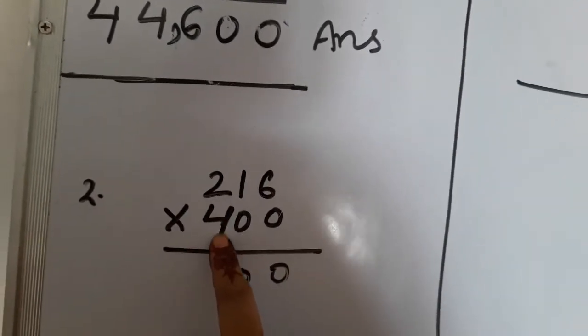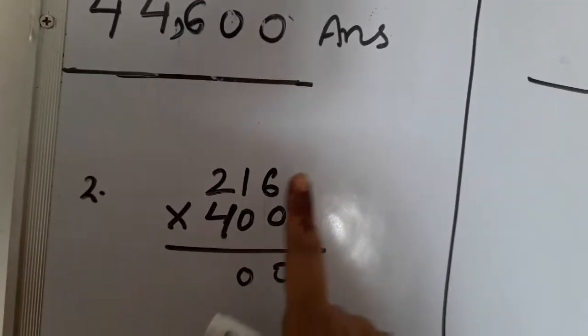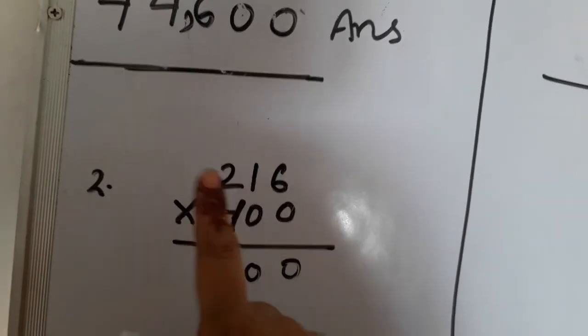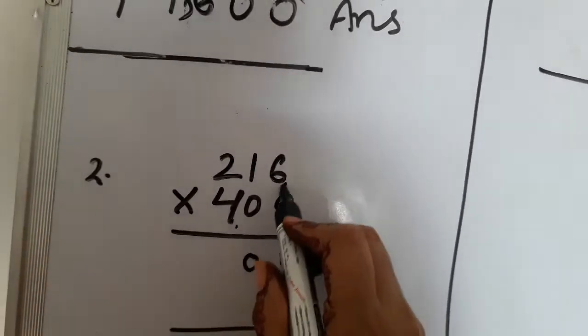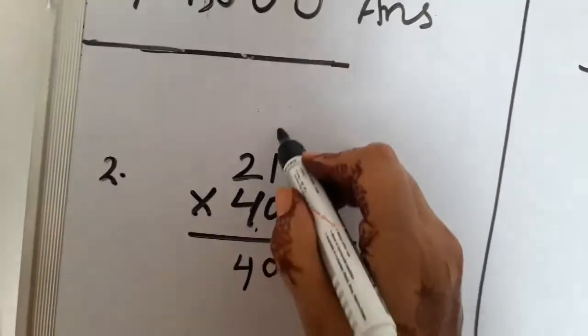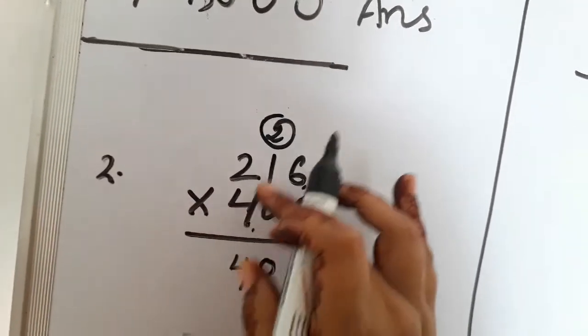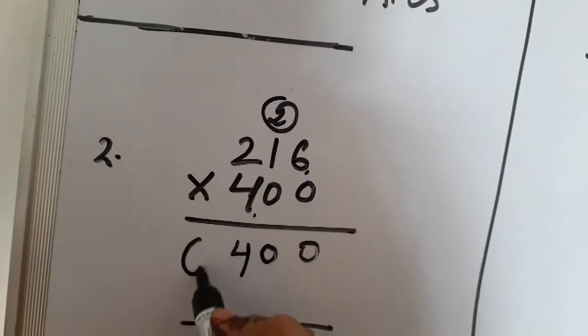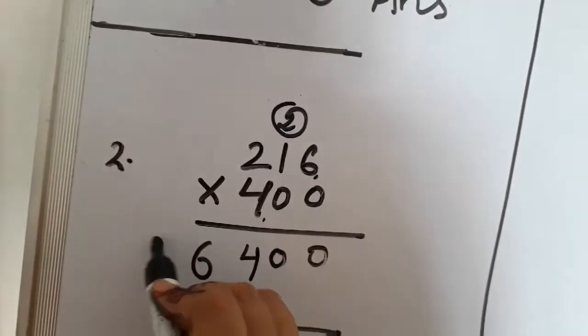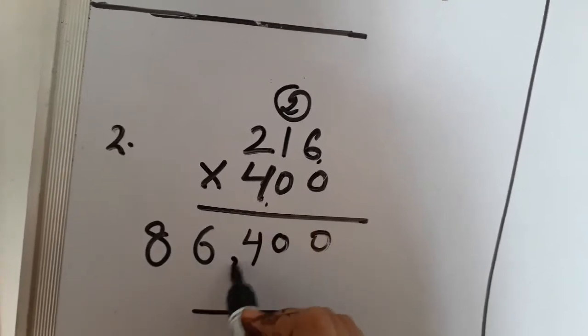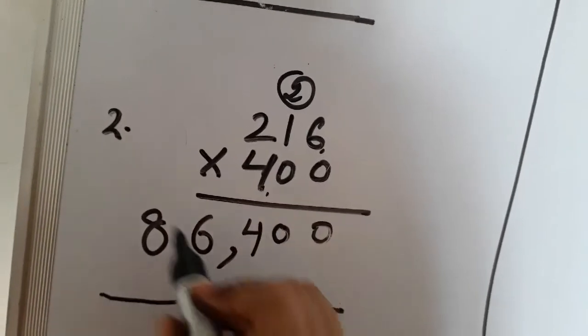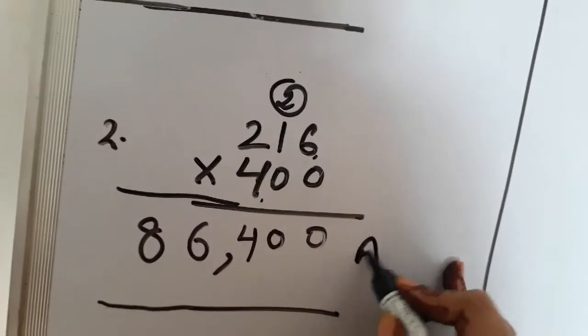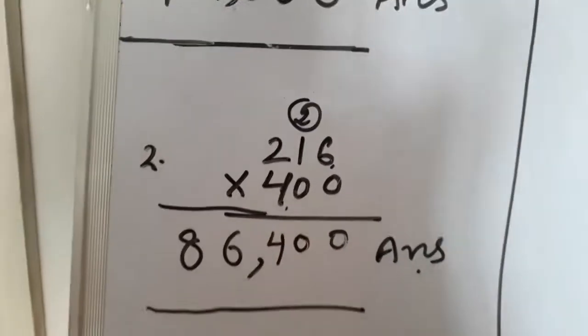Now next is the turn of 4. Now 4 is multiplied by all these 3 digits. Now 4 6s are 24, 2 carries, 4 1s are 4, 4 plus 2 is 6, 4 2s are 8. Then your answer becomes 86,400. Right? Write one digit in one box only.